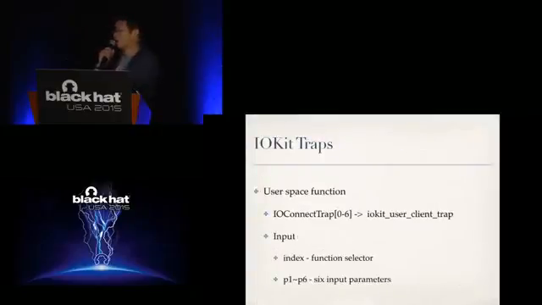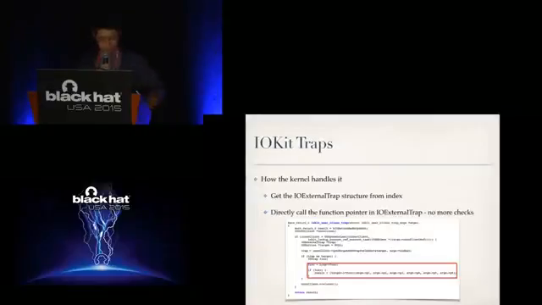Okay, so another part we talk about here is the traps. The traps can be triggered by user space by calling the IOConnectTrap functions, the 6 variants, and finally they all call the IOKit user client trap. The input is quite easy. There's only one index, which is like the selector of a function, and besides that there are up to 6 parameters of input. Quite a lot.